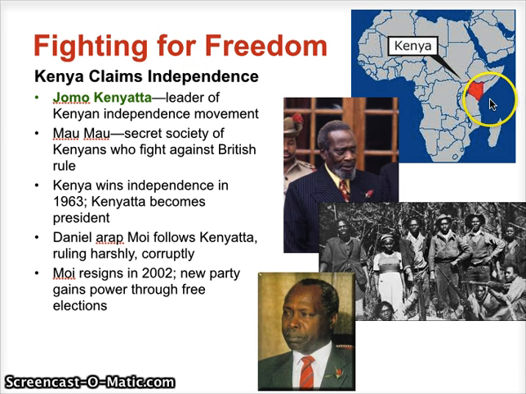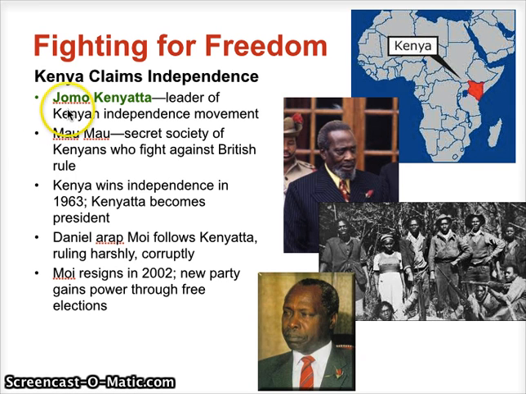Kenya is located here in Africa, where the red is. Now, Kenya is also another former colony of Britain. And unlike Ghana, which was able to peacefully get rid of the British, for Kenya it's not as peaceful. So we have two reasons how Kenya is able to gain their independence.